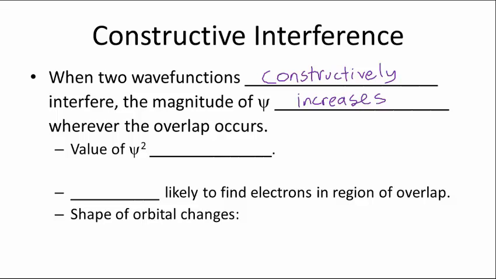If the magnitude of psi increases, what happens to the value of psi squared? It increases. And so, if the value of psi squared increases, are we more or less likely to find the electrons in that area? We're more likely, because psi squared represents the electron density.